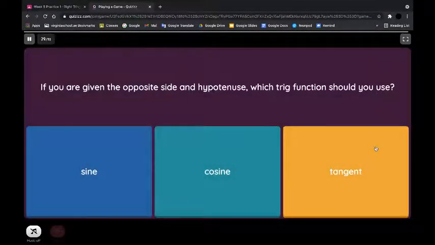If you are given the opposite side and hypotenuse, which trigonometry function should you use? The only trigonometry function which requires only the opposite side and hypotenuse is the formula of the sine, because the formula of cosine is adjacent over hypotenuse, so it does not require the opposite side and it does require the adjacent. We don't have it here. And it's not tangent because it requires the adjacent side and it's opposite over adjacent, and it does not require the hypotenuse. So the final answer is sine.